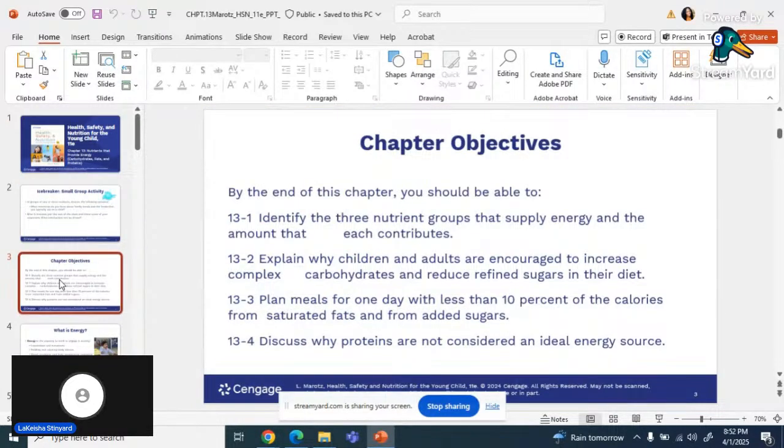Our objectives: identify the three nutrient groups that supply energy and the amount that each contributes. Explain why children and adults are encouraged to increase complex carbohydrates and reduce refined sugars in their diet. Plan meals for one day with less than 10% of the calories from saturated fats and from added sugars. And discuss why proteins are not considered an ideal energy source.